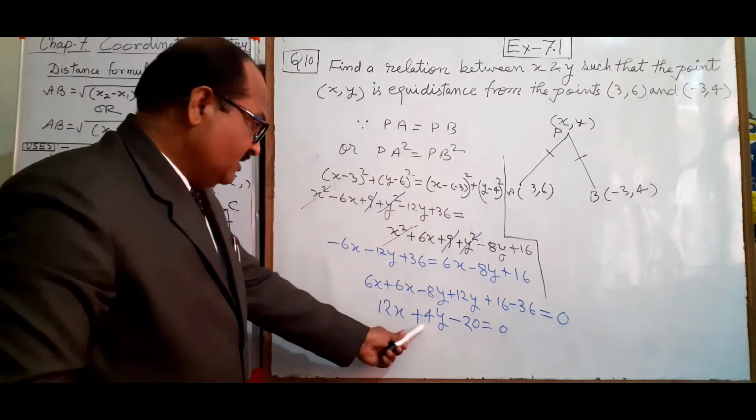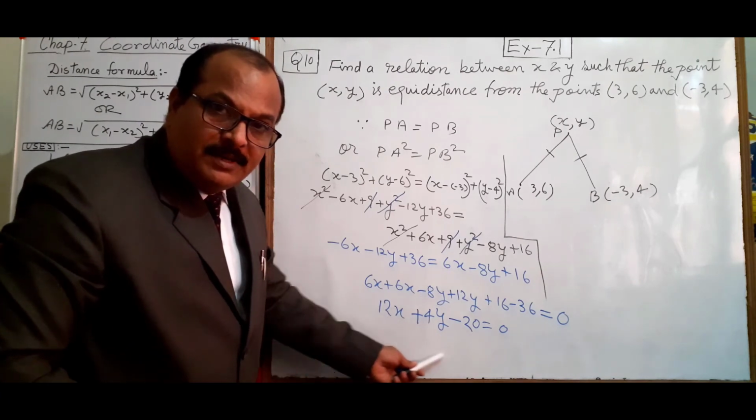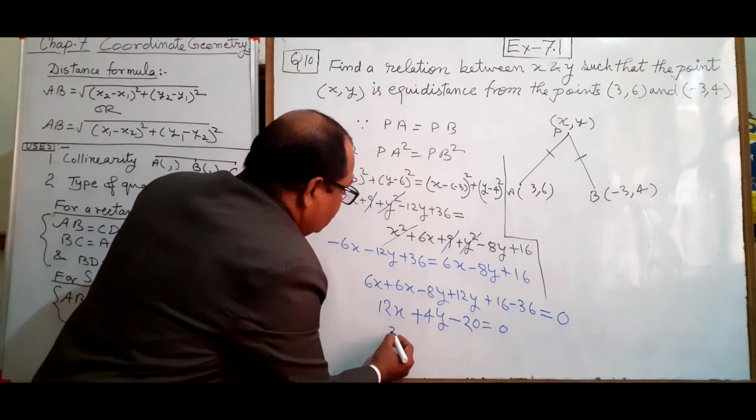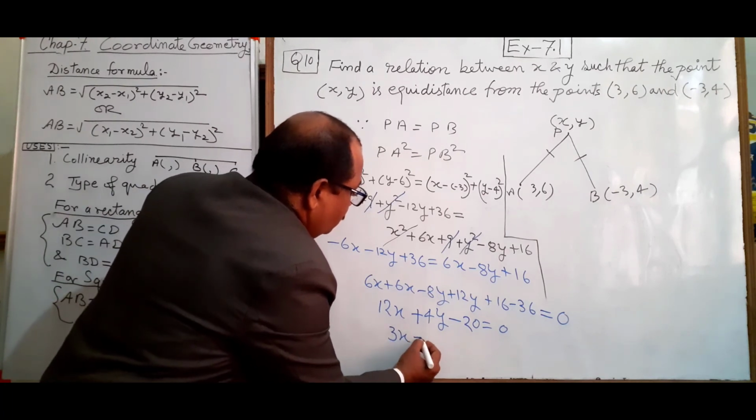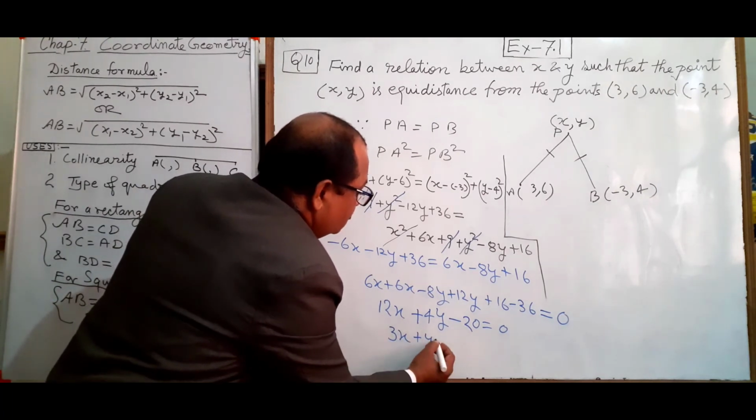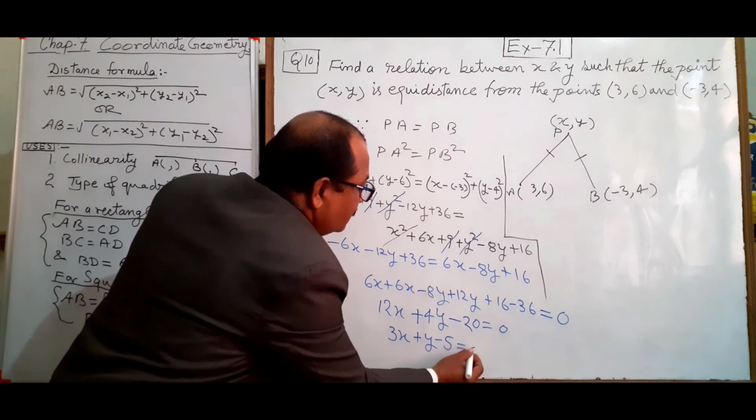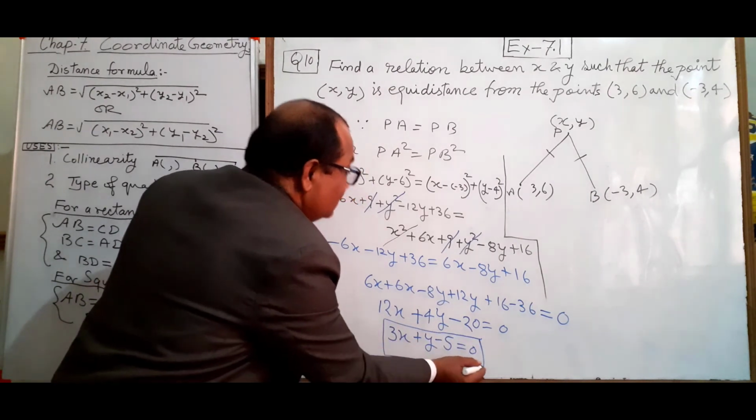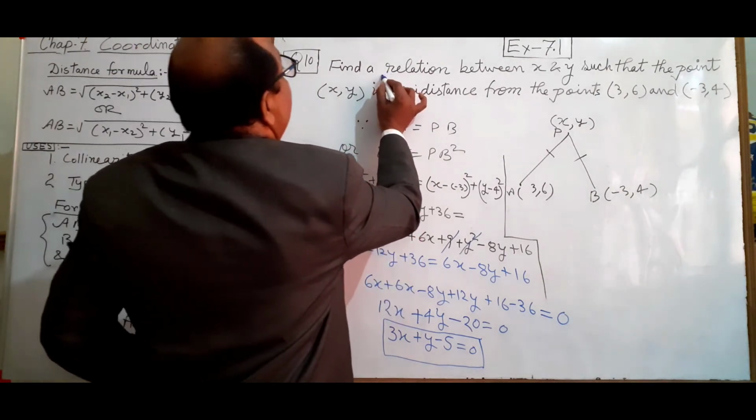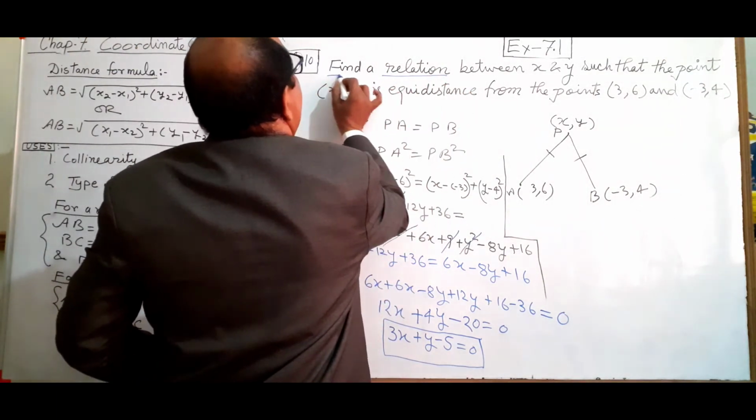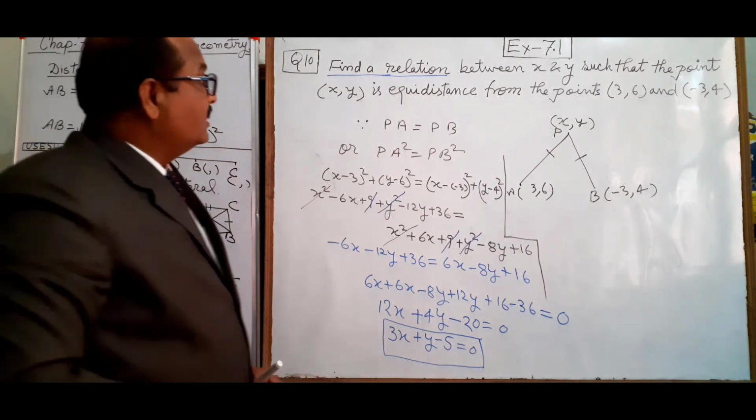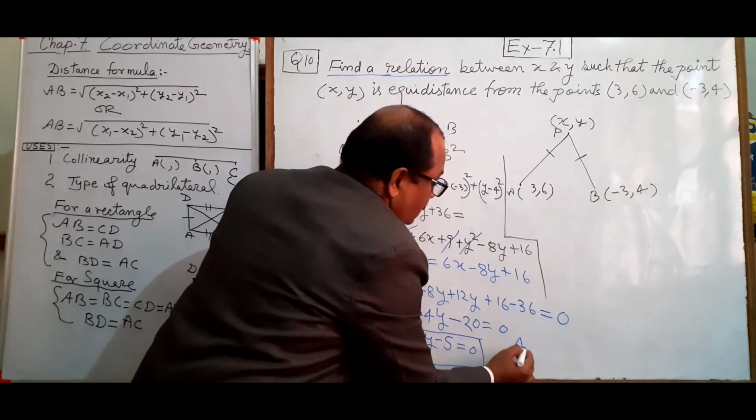Now each and every term you can see is divisible by 4. So you can write 4 3s are 12, 4 1s are 4, and it is minus 5. So this relation is the required relation, because in the question it is given find a relation. So this relation is obtained, and this is your answer.